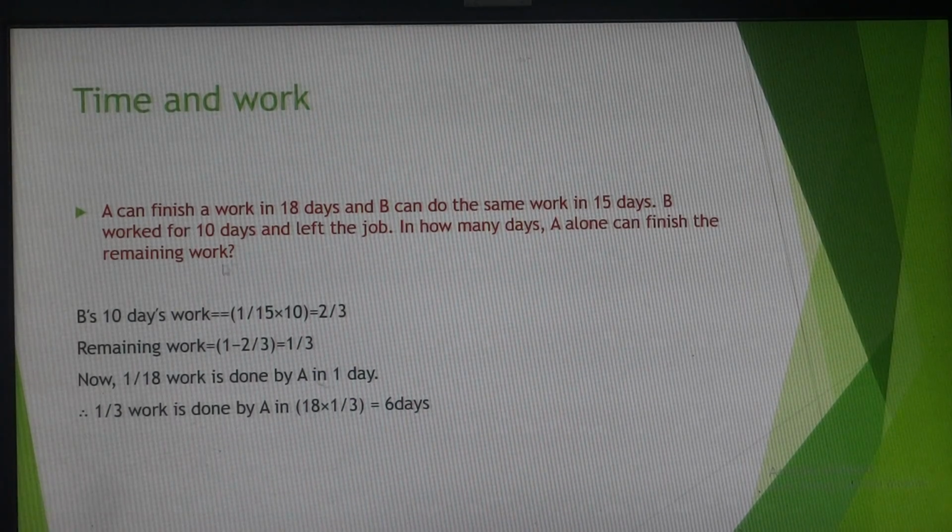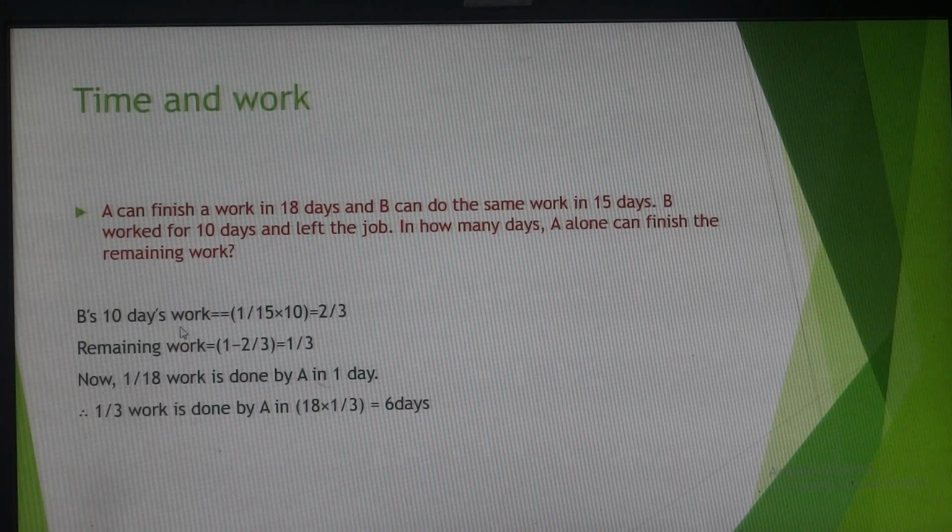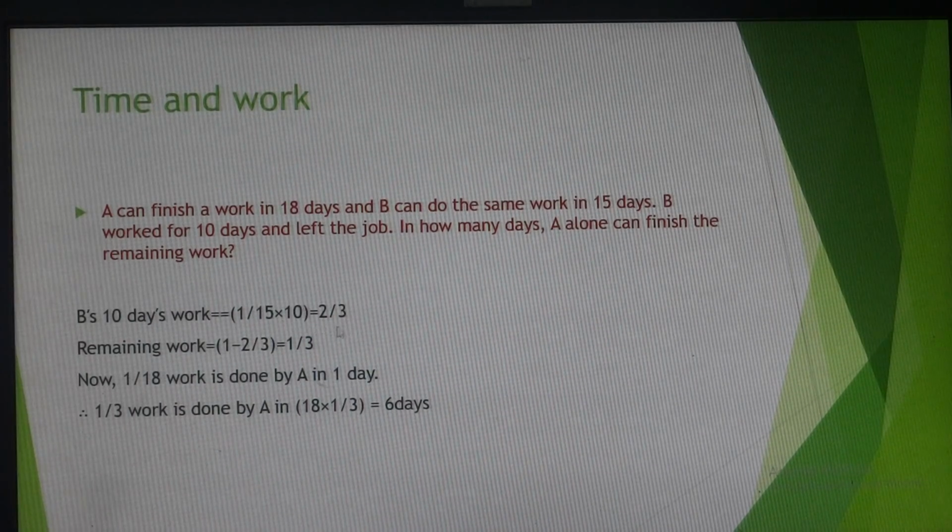So B worked for 10 days. We'll first find out B's 10 days' work, which is 1 by 15 into 10, it's 2 by 3. 2 by 3 is the work done by B. The total work is 1, and if you subtract the work done by B from 1, you'll get the remaining work. That's 1 minus 2 by 3 is equal to 1 by 3.